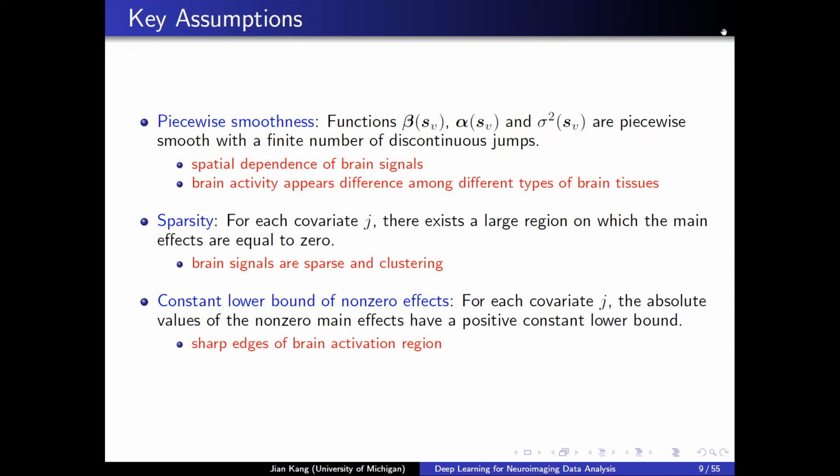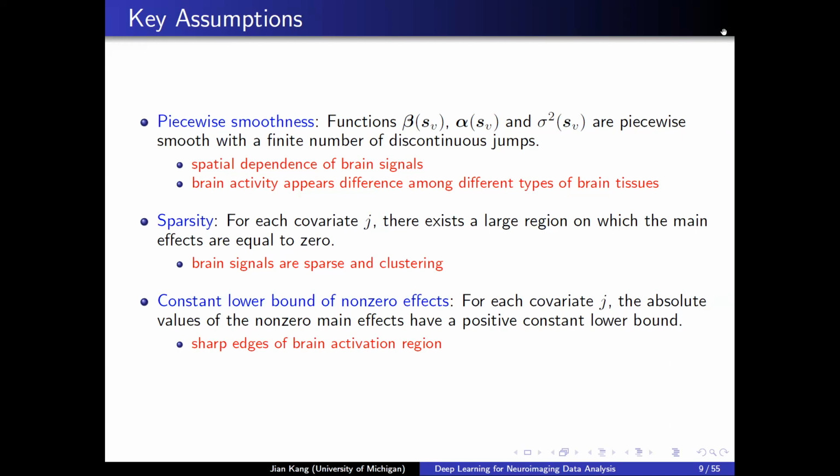And also, especially for the beta of S, we believe not all the covariates are strongly associated with brain activity in other regions, right? So we assume there's some sparsity there, especially on the beta of S. And also, we believe the signal is not just a single voxel having a spike. They potentially have spatial clustering, but that assumption can potentially be relaxed.